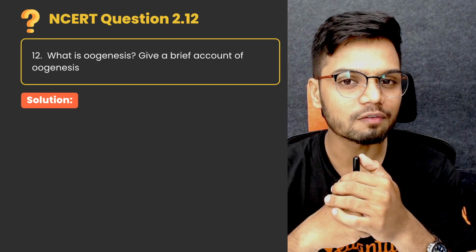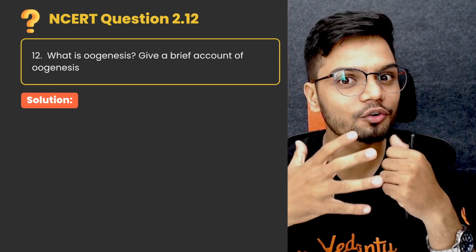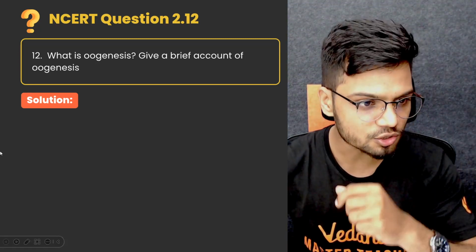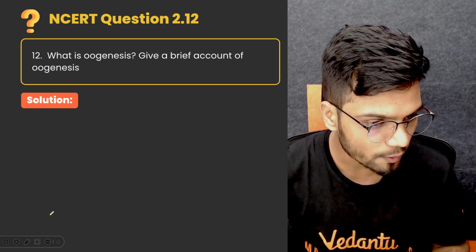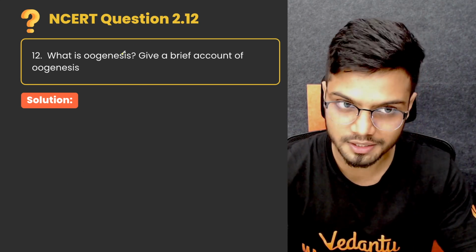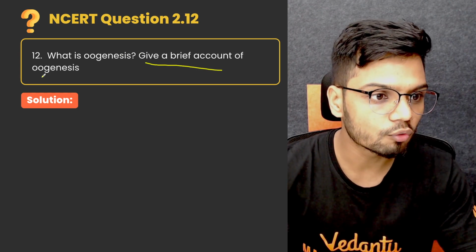Now, today also we have a question from the chapter Human Reproduction. Let's look at the question and solve it together. They're asking us what is oogenesis. Give a brief account of oogenesis.